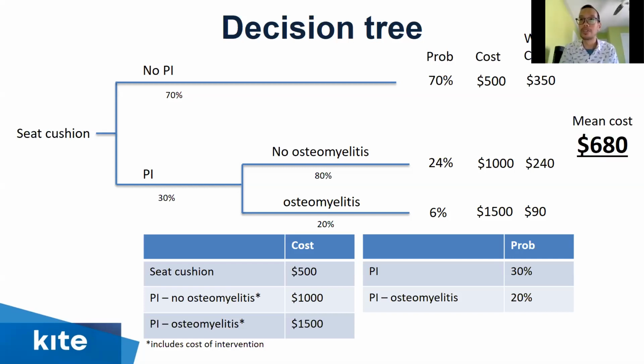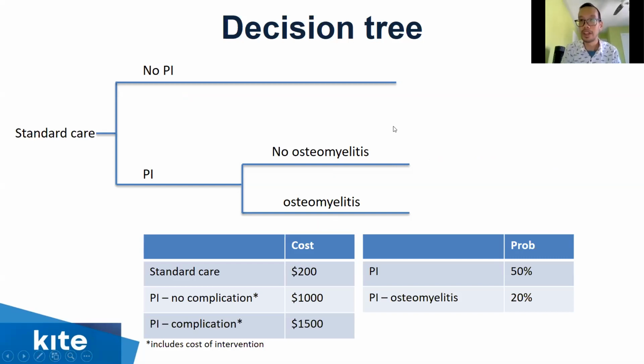And once you've calculated all the weighted costs, once you sum it together, then you get the average cost of an individual who receives the seat cushion. All right? So everyone with me so far? That's great, because we're going to take a few minutes and see if you can complete the average cost for an individual receiving standard care.